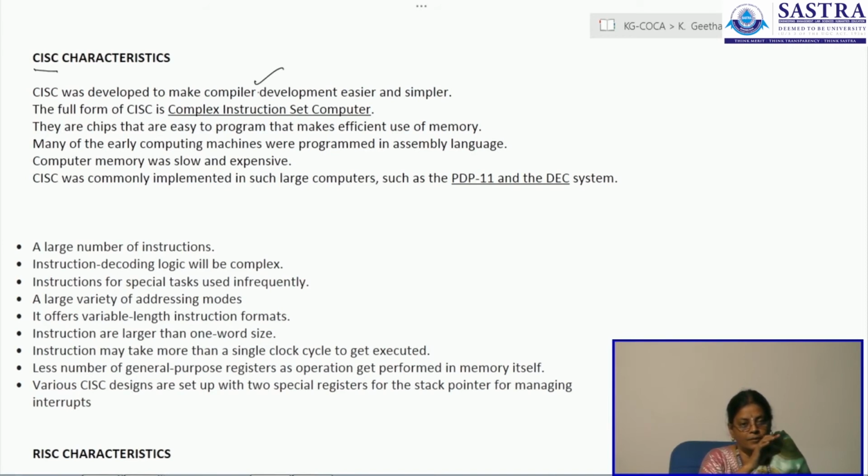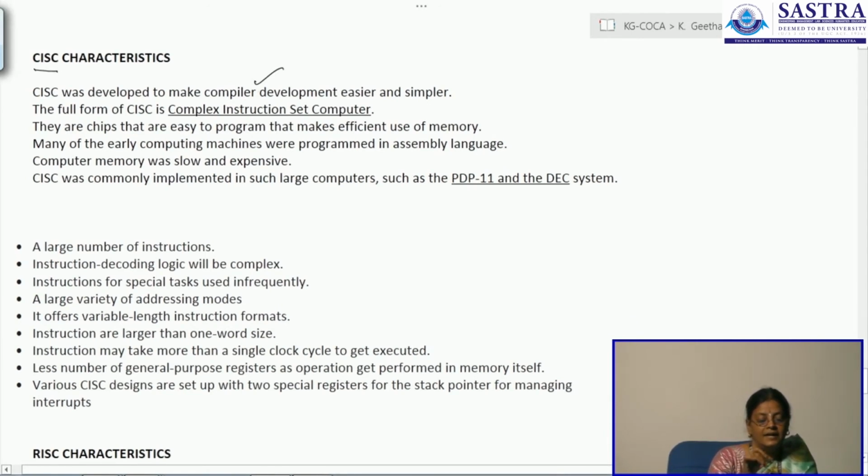I cannot make both the compiler and the user feel free. So as far as this CISC type of computers are concerned, it will make the compiler process easy, and also it will make the code easy to understand. The full form of CISC is complex instruction set computer, or computing.